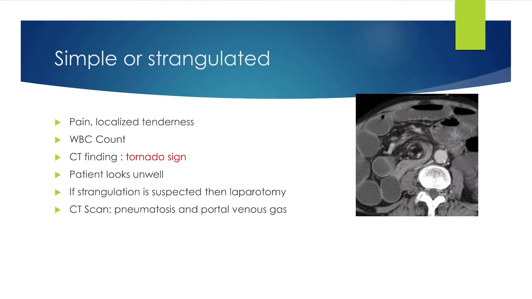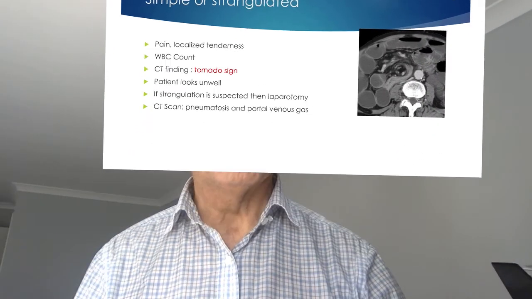Rarely you could see portal venous gas. That's gas that would be seen in the superior mesenteric or the portal vein on CT scan.